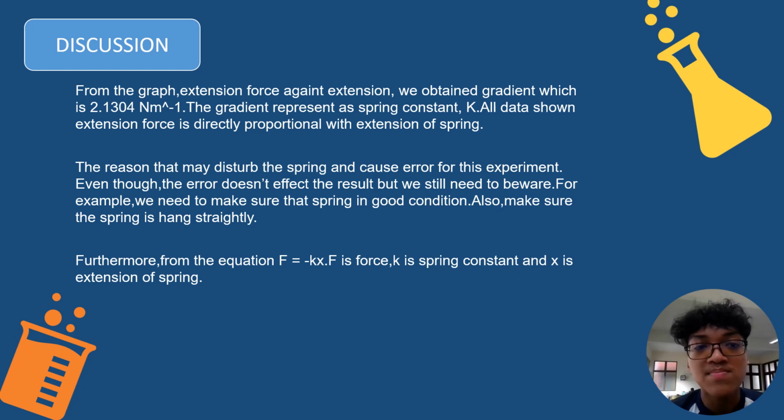The reasons that may disturb the spring and cause error in this experiment, even though the error doesn't affect the result, we still need to beware of. For example, we need to make sure the spring is in good condition. Also, make sure the spring hangs straight. Furthermore, from the equation F equals negative KX, K is the spring constant and X is the extension of the spring.